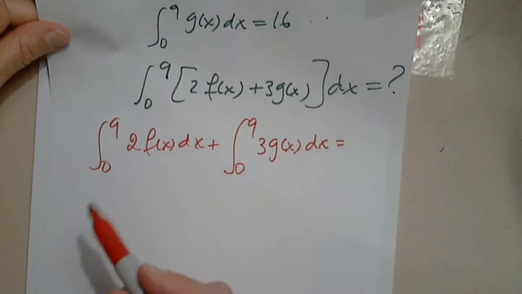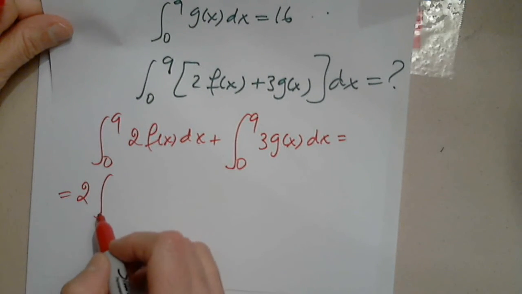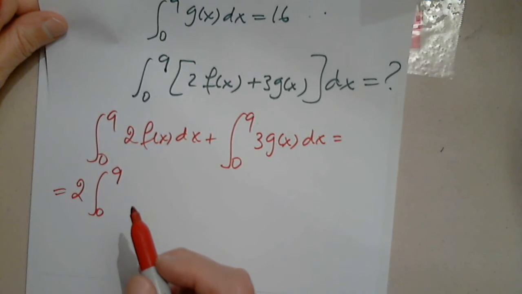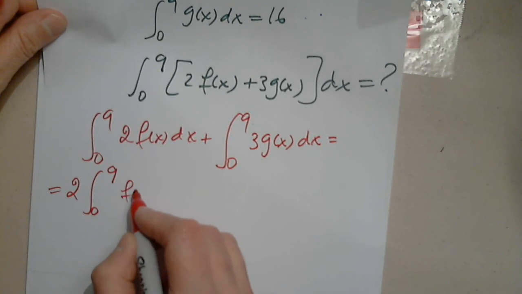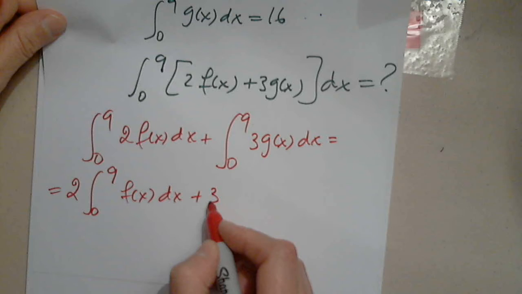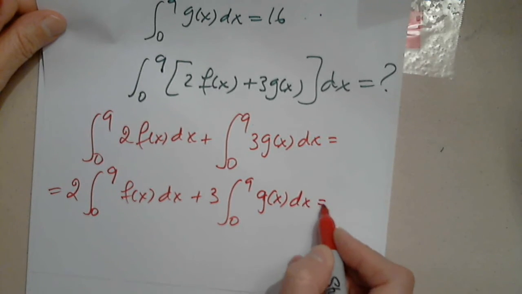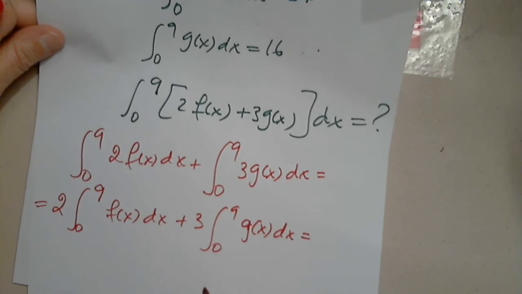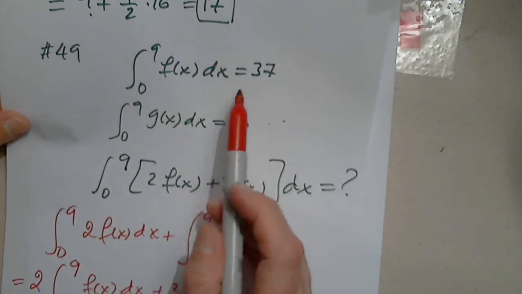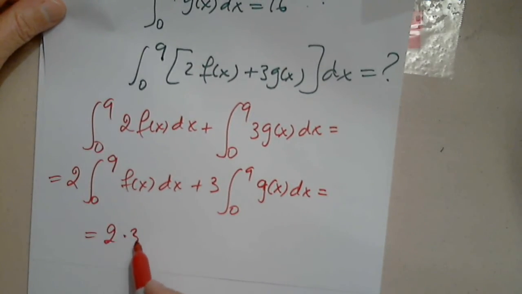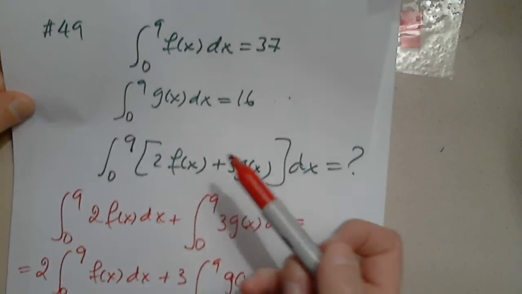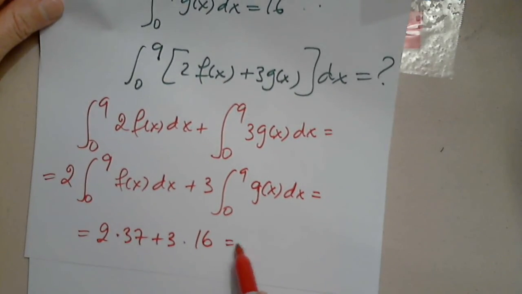Now I will move the constant in front: 2 times the integral from 0 to 9 of f of x dx plus 3 times the integral from 0 to 9 of g of x dx. And I know the answer because this is given to us as being 37 and this is given to us as being 16.